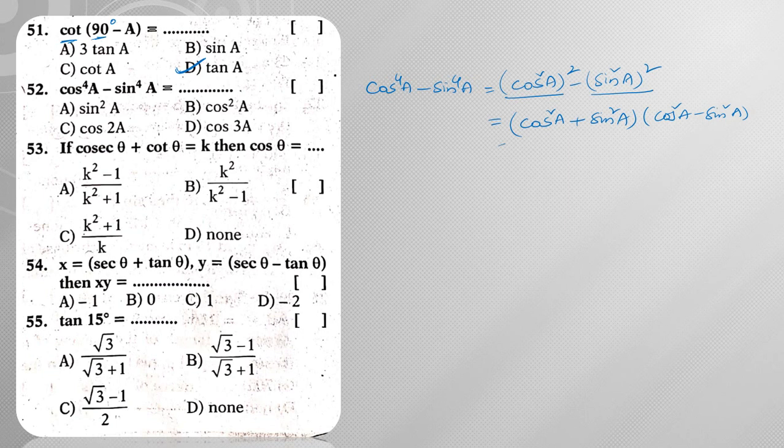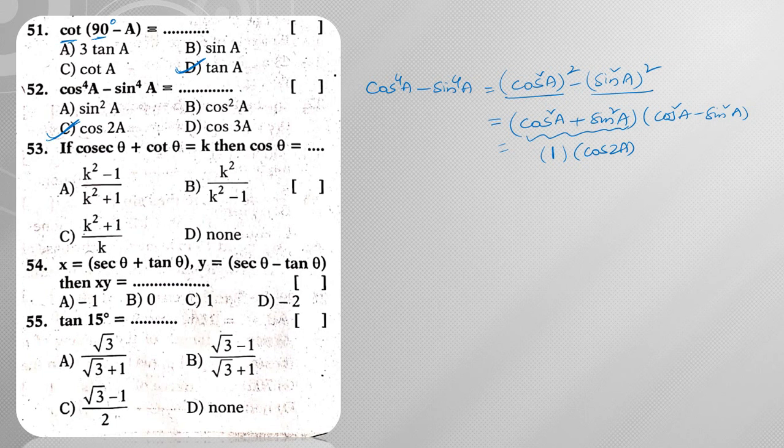So (a plus b) into (a minus b). Already from the identities you know cos square a plus sin square a is 1. So 1 into (cos square a minus sin square a). So cos square a minus sin square a can be written as cos 2a. So 1 into cos 2a is cos 2a, right?